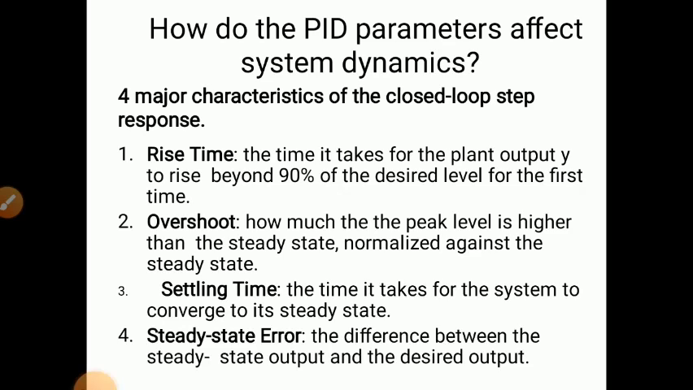What is overshoot? How much the peak level is higher than the steady state, normalized against the steady state. So the maximum peak in the output is called overshoot. Settling time is the time it takes for the system to converge to steady state, meaning the time taken to settle down. And what is steady state error? The difference between the steady state output and the desired output is called steady state error.